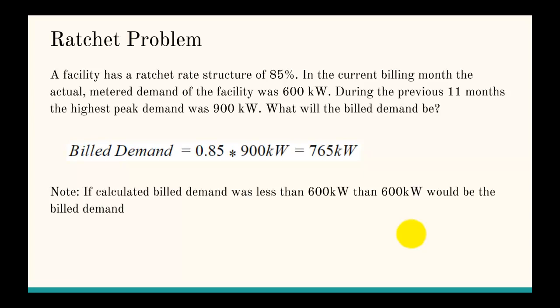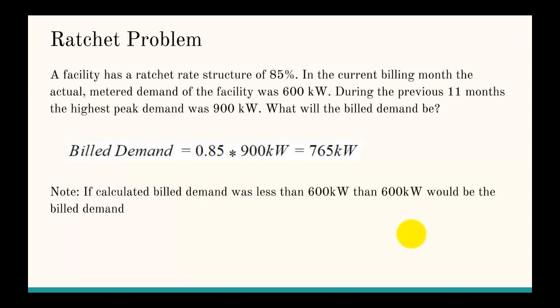The calculation for this is relatively easy, but sometimes it can be a little confusing as to what you're actually doing. So here's the idea. The utility normally cares about your highest peak demand throughout the whole year, because that's what they need to build the wires for, that's what they need to build the power plants for and whatnot. So they do care month to month what your peak demand is, but they care a lot more about your overall peak demand. So that's why they care about the previous 11 months and what the highest peak demand was there.